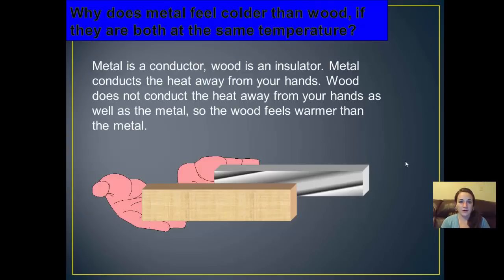So this is why when you have a piece of wood and a piece of metal at the same temperature, the metal feels colder. Metal is a conductor, and it's basically conducting that heat away from your hand. If you held onto a metal spoon or something, it would feel cold because it's taking that heat from your hand. Okay? Whereas wood is an insulator. It doesn't really take that heat from your hand, so it feels warmer. So remember, conductors, they take that heat away very easily. Insulators do not. They don't really transfer that heat very well.